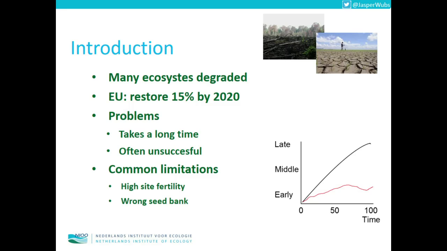Now, there's some common limitations. Many are the high levels of fertility that you find in sites. Others are that plant seeds or the organisms that you're interested in don't have the appropriate propagules anymore in the area. But one factor that's largely ignored, and which may hold the key to successful restoration, might lie actually in the soil community. This is actually what we want to do. We want to go really quickly to the really good ecosystem.